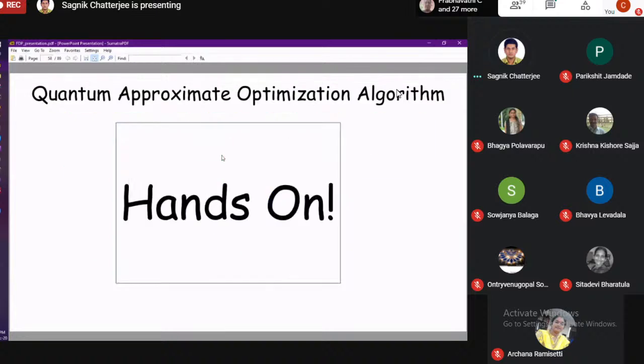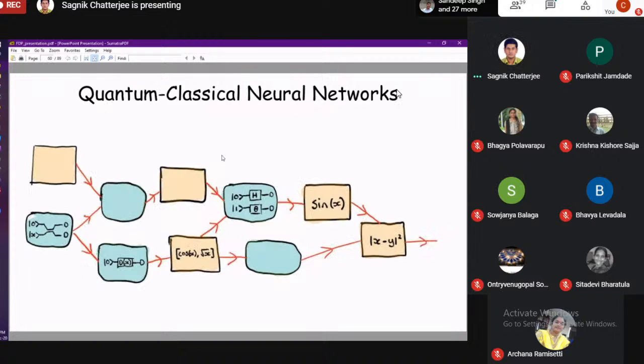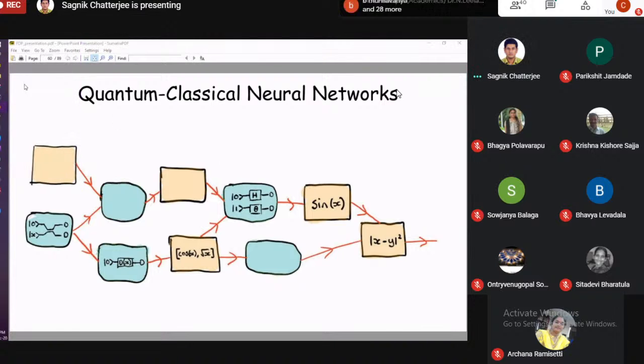So, the neural network discussion. For the second half, we'll exclusively concentrate on the neural network discussion. We'll be talking mostly about quantum nodes in neural networks. This is a diagrammatic representation given by PennyLane. It's a platform distributed by the company Xanadu.